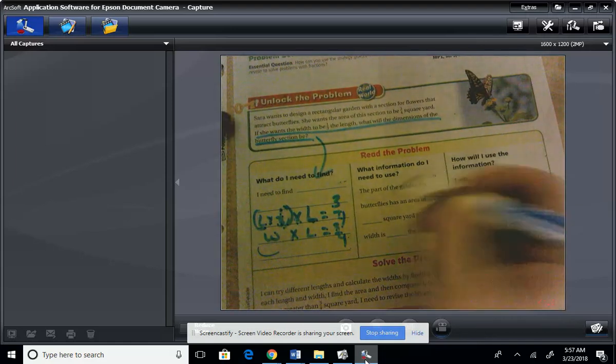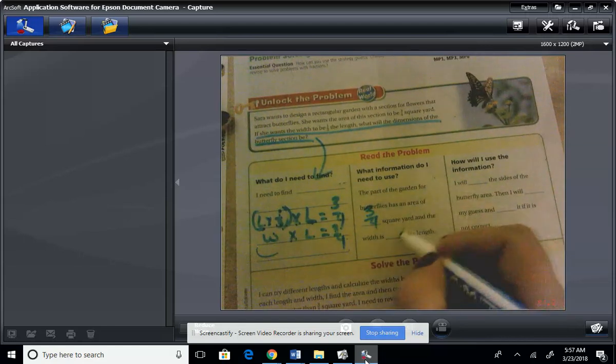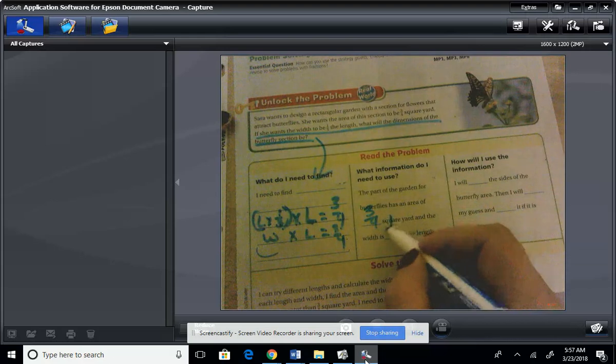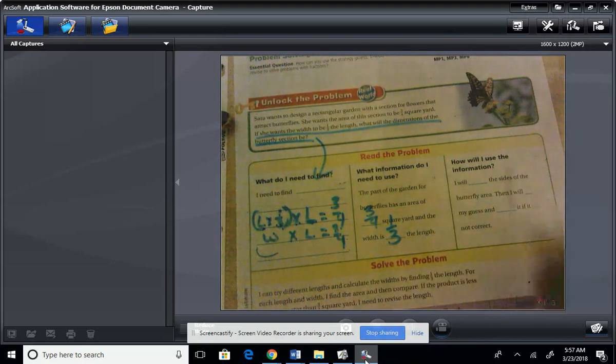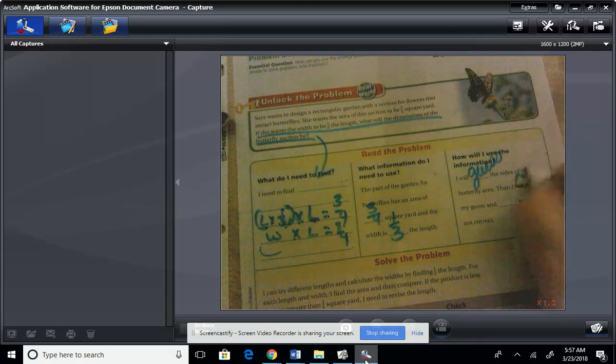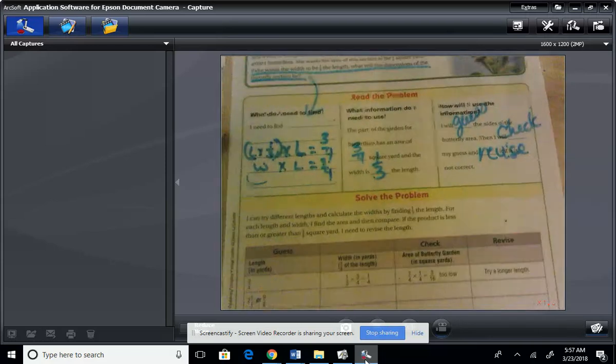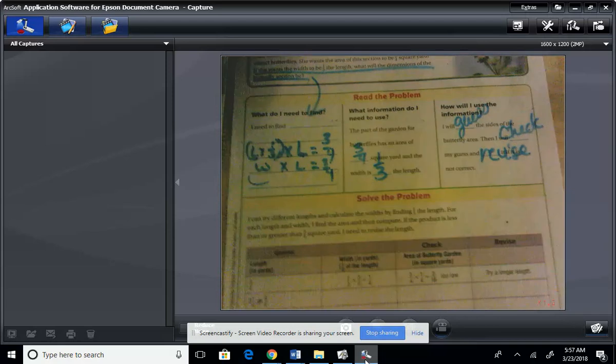So what do we know? We know it's 3/4. And we also know that the width is 1/3 of the length. So what are we going to do? We're going to guess. We're going to check. And then we're going to revise it as many times as it takes. All right.